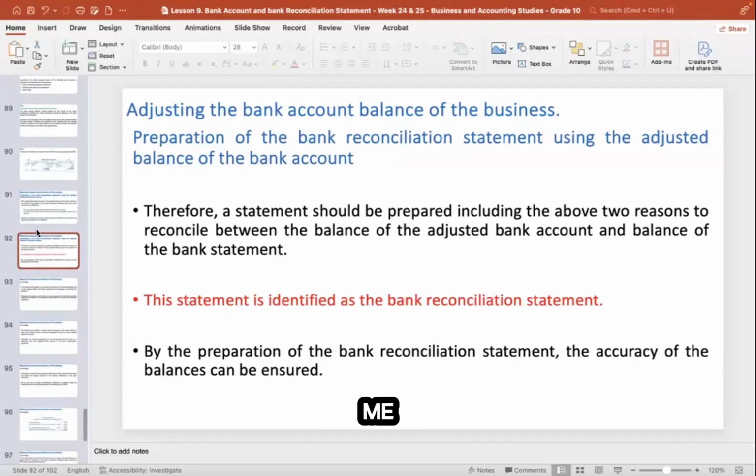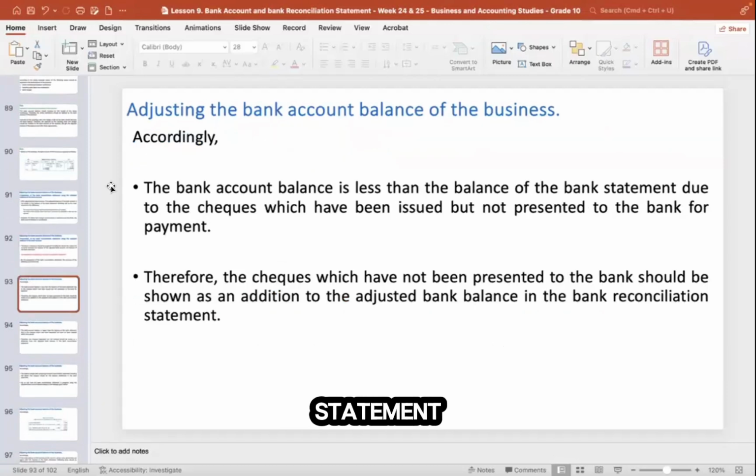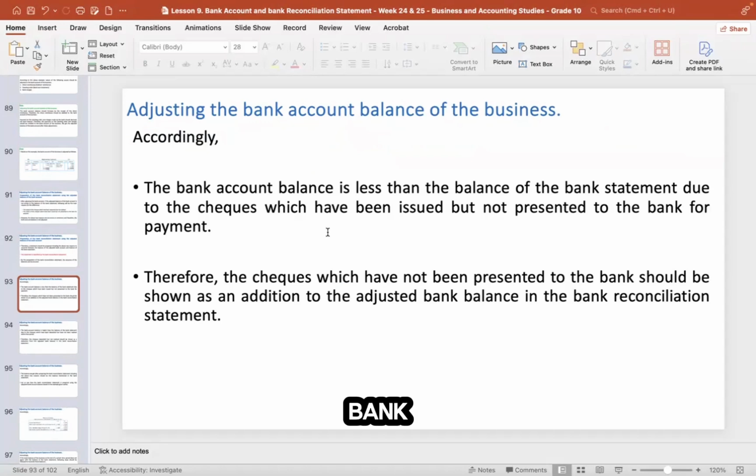Bank account balance is less than the balance of the bank statement due to the checks which have been issued but not presented to the bank for payment. Therefore, the checks which have not been presented to the bank should be shown as an addition to the adjusted bank balance in the bank reconciliation statement.